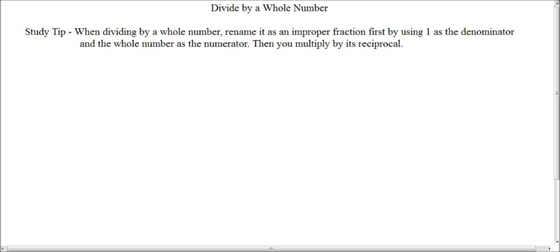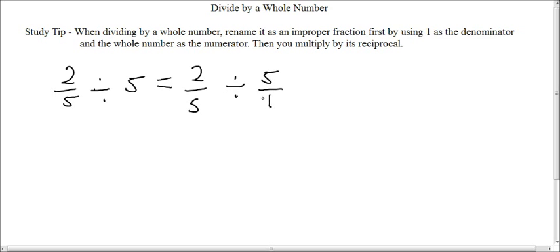Let's take a look at 2/5 divided by 5. Okay, so 2/5, and we're going to divide that by 5. So again, 5 is our whole number. So we will rewrite this as 2/5. We're not flipping that one, we're not taking the multiplicative inverse of that. We are dividing by 5/1. You see how I took 5 as the numerator and 1 as the denominator.